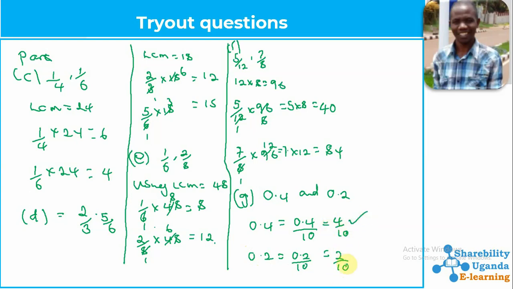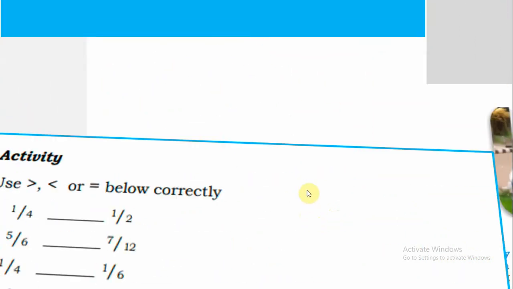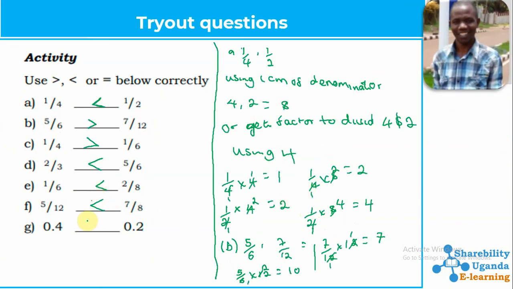Here you just see things are just moving. 4 out of 10, which one is bigger than that one? We have 4 out of 10 and 2 out of 10, so our 4 out of 10 becomes the biggest, the greatest. So we shall say our 0.4 is greater. So for here, we have got all our answers correct. So you can use that method when they ask you to arrange or to compare which one is bigger, or when they tell you to use these symbols.